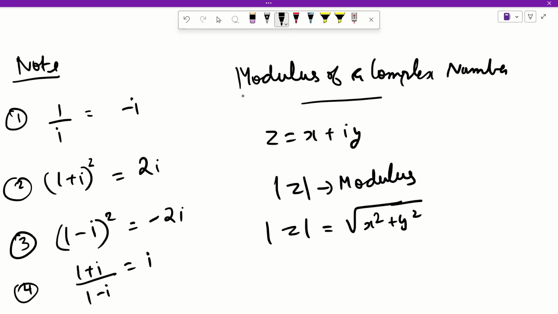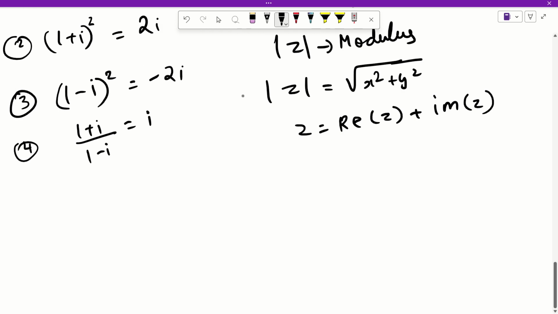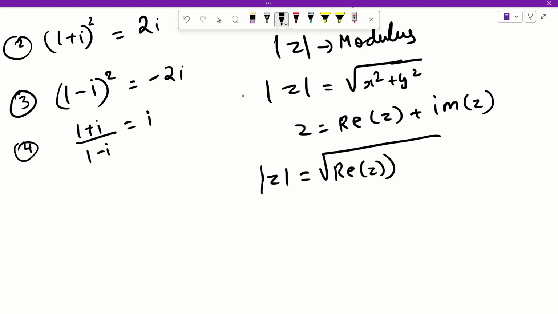Here we know that z is equal to real part of z plus imaginary part of z. So in this case, what is mod z? Mod z is equal to root of real part of z whole square plus imaginary part of z whole square.